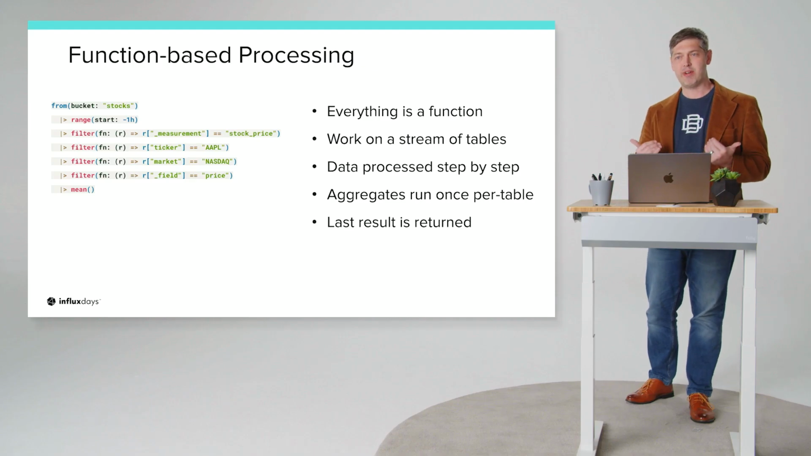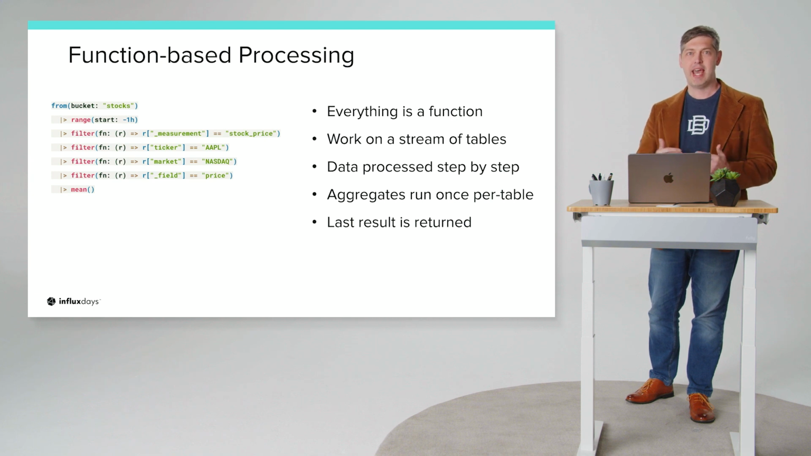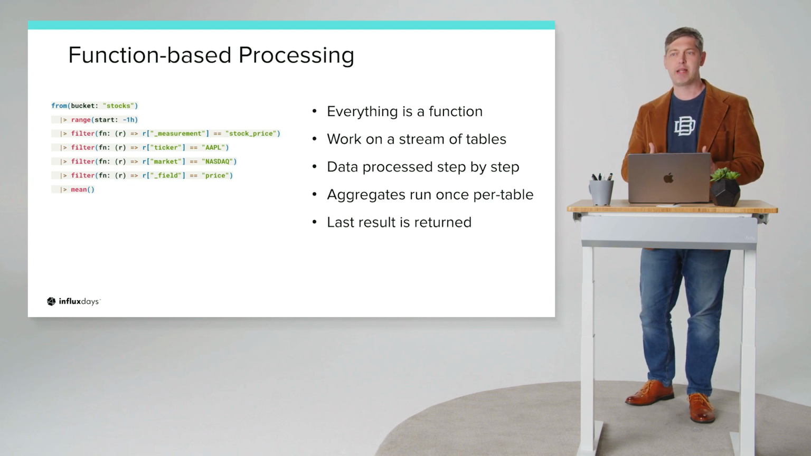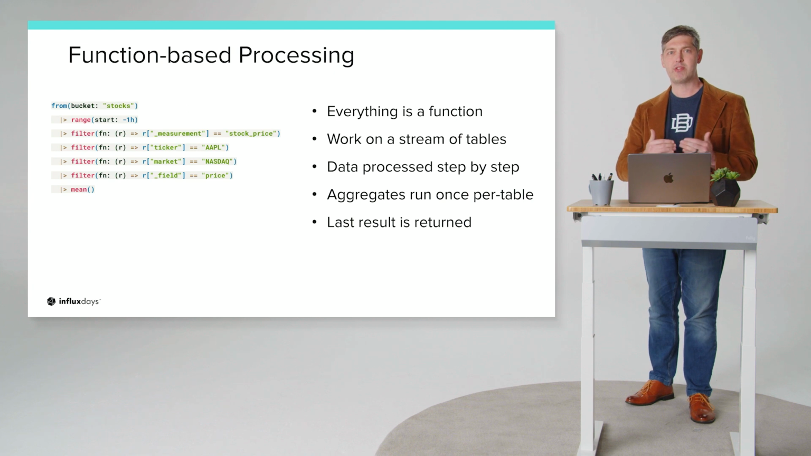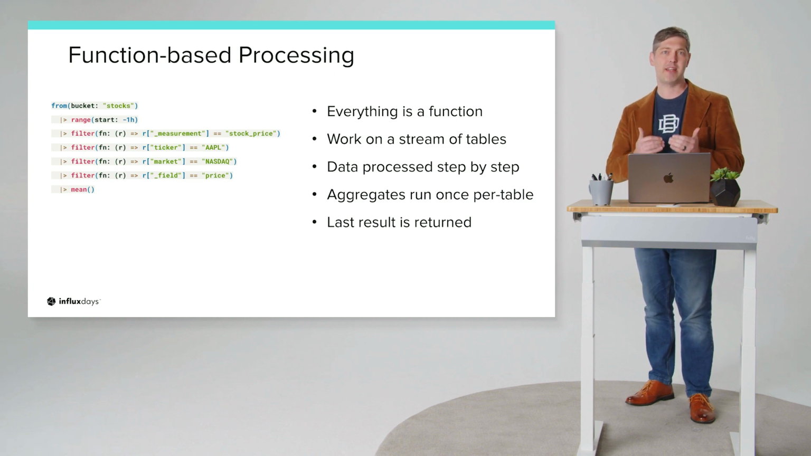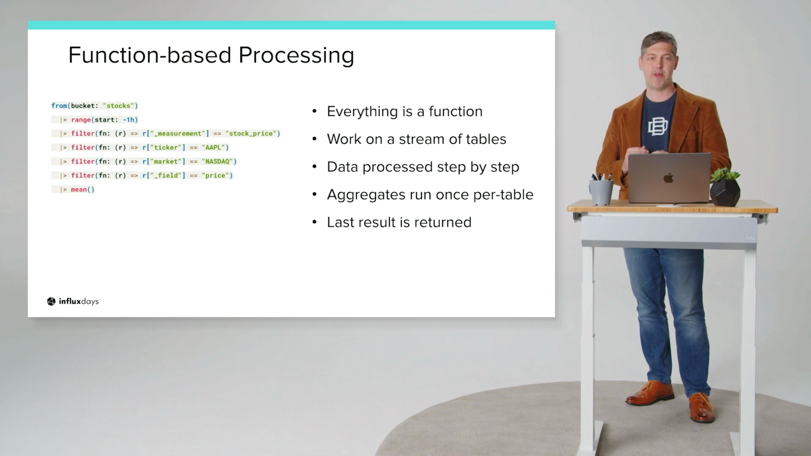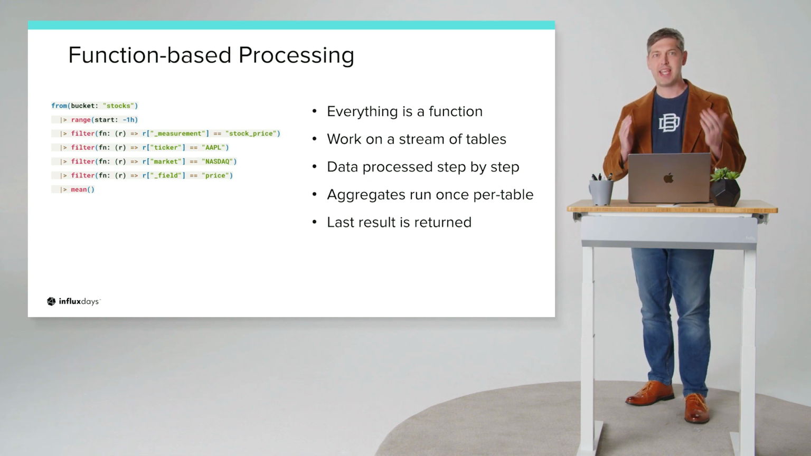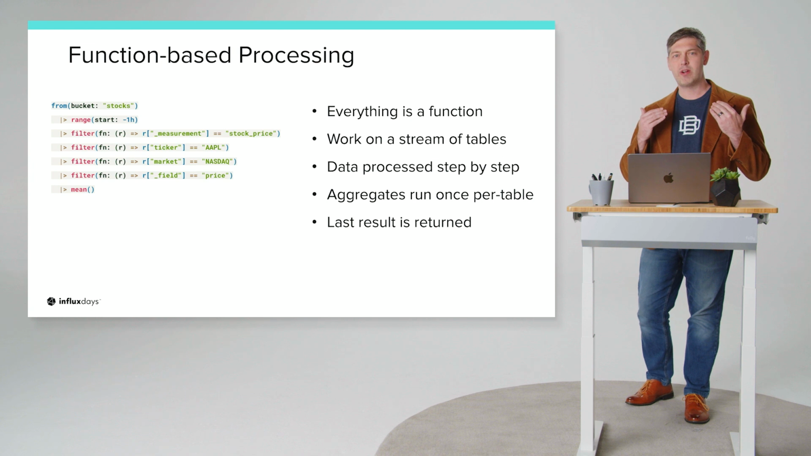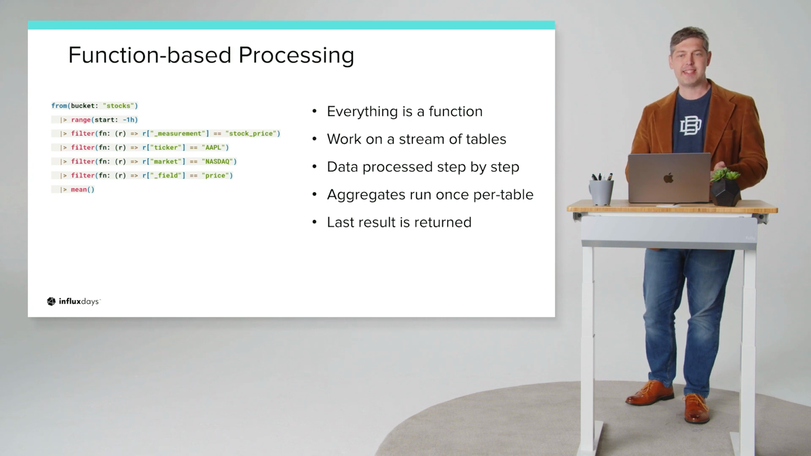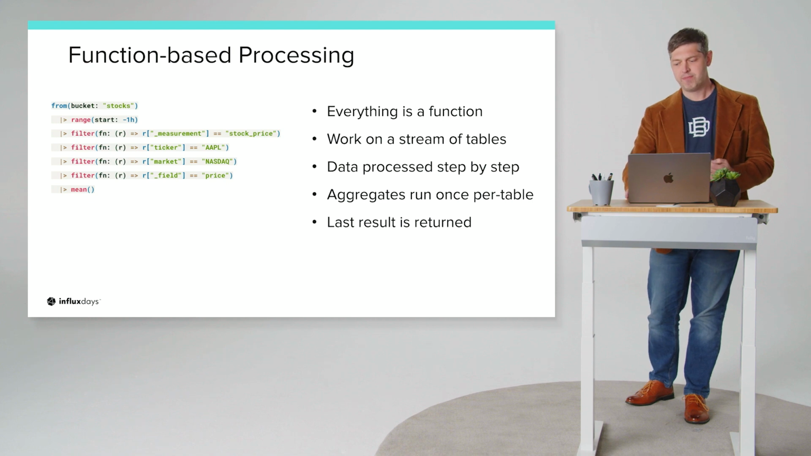And then we have aggregate functions like min, mean, max, and it's important to remember that those are happening per table. So if you have a stream of multiple tables, that aggregate function is going to be run once per table. That's another thing that tends to throw people off. And at the end of your Flux script, whatever your Flux query ends as, that's going to be used as the return value for your script itself.